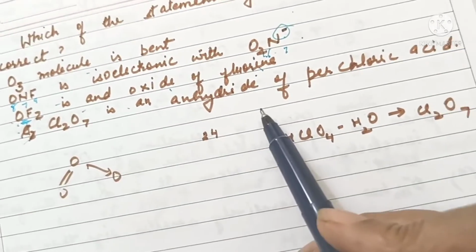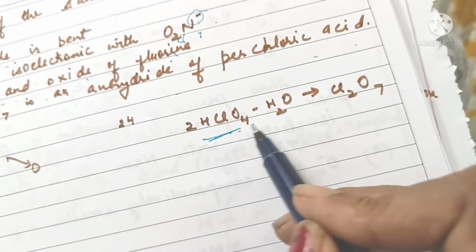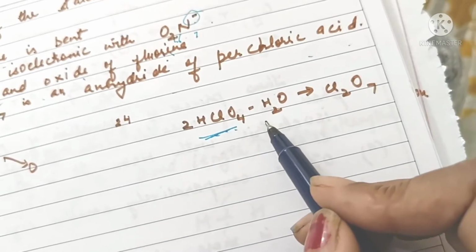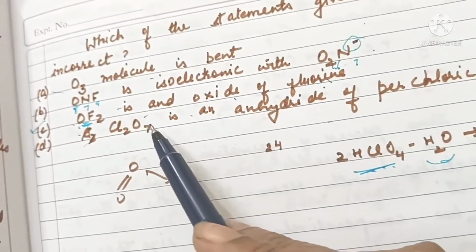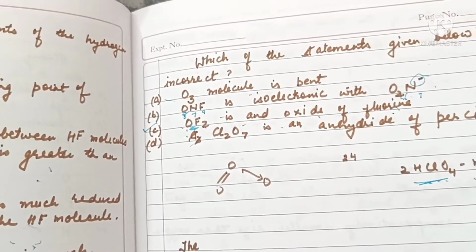Cl2O7 is an anhydride of perchloric acid. Yes, if from perchloric acid, two molecules, we remove one water, we get Cl2O7. So option C is the correct answer.